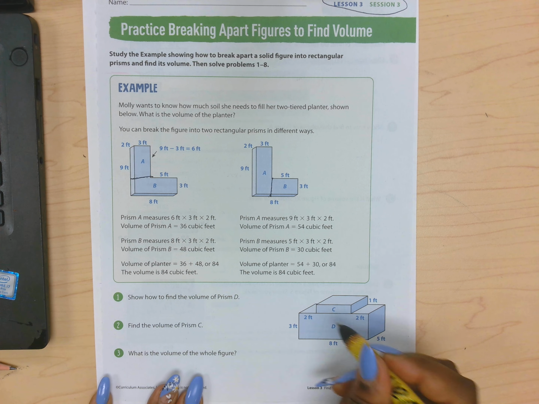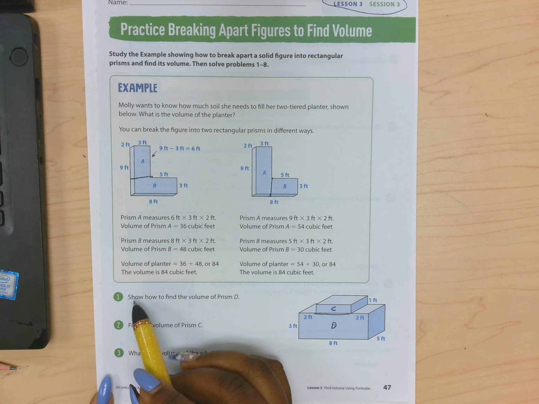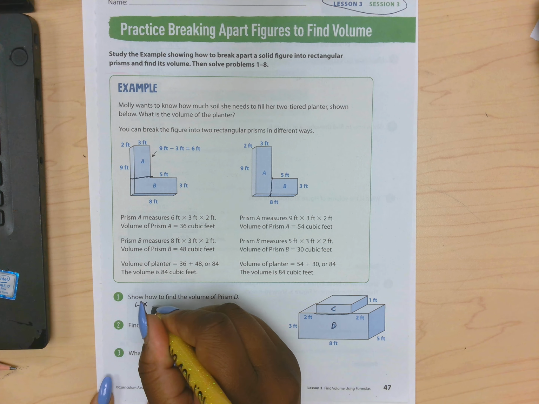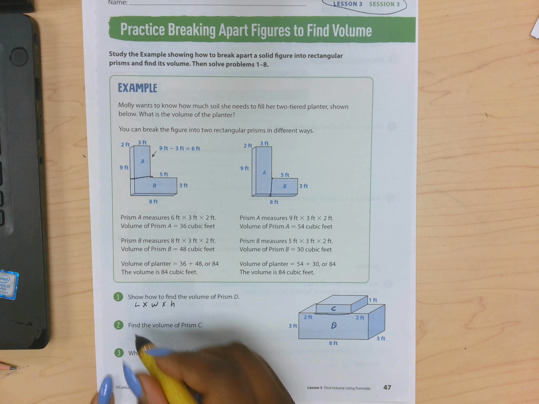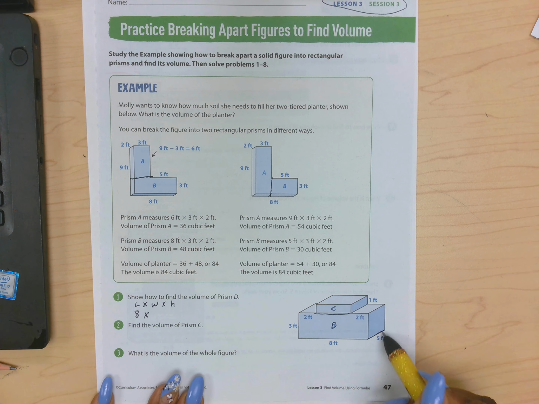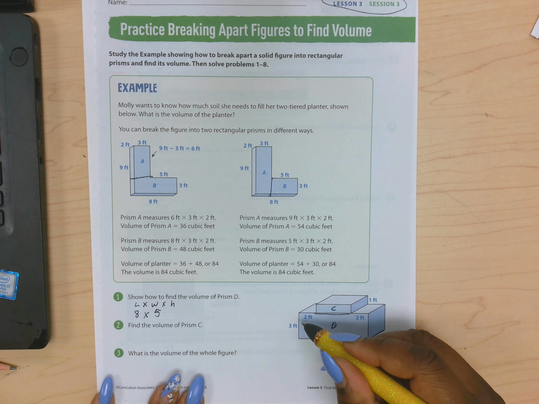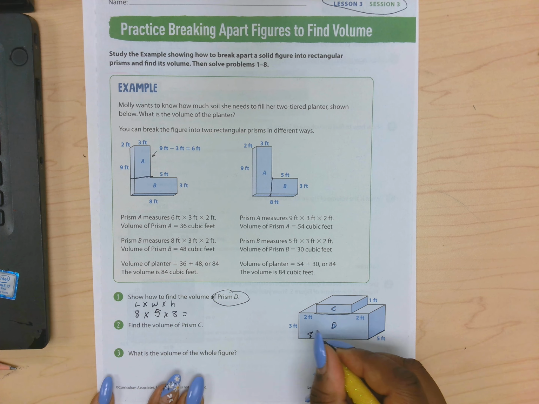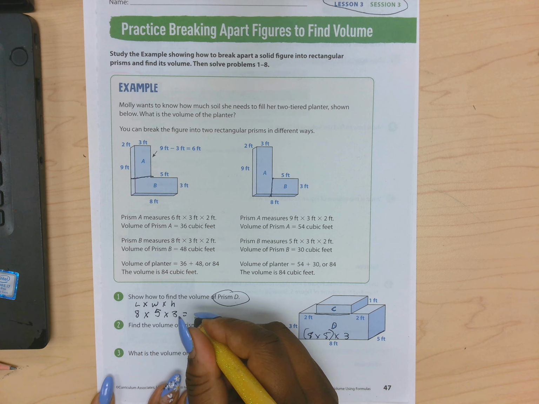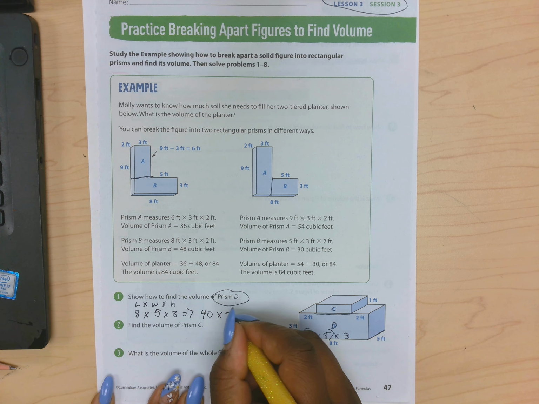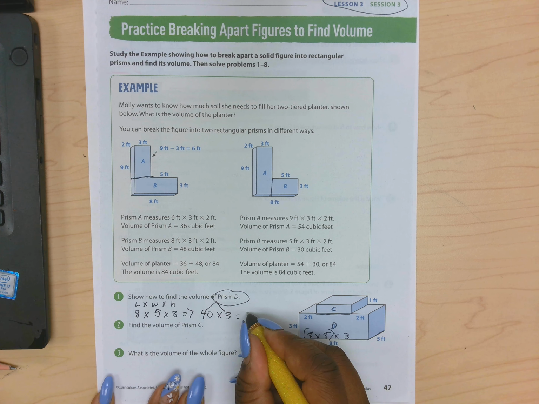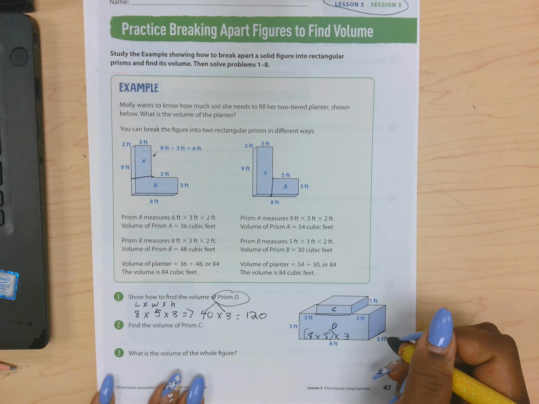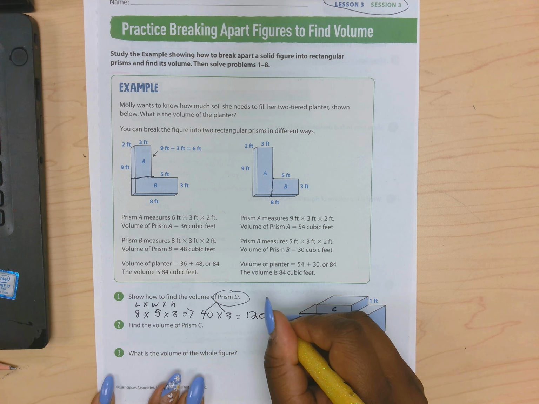This shape is already cut in half for us. We have C and D. Number 1 says, show how to find the volume of prism D. Here's D. We know we need to start by doing length times width times height. Our length is 8, our width is 5, and our height is 3. So this is D, 8 times 5 times 3. So let's start with 8 times 5. This is going to give us 40 times 3. And we know that 4 and 3 is going to give us 12. And we drop a 0 when we multiply the tens. So now we know that the first volume is 120 feet to the third power.